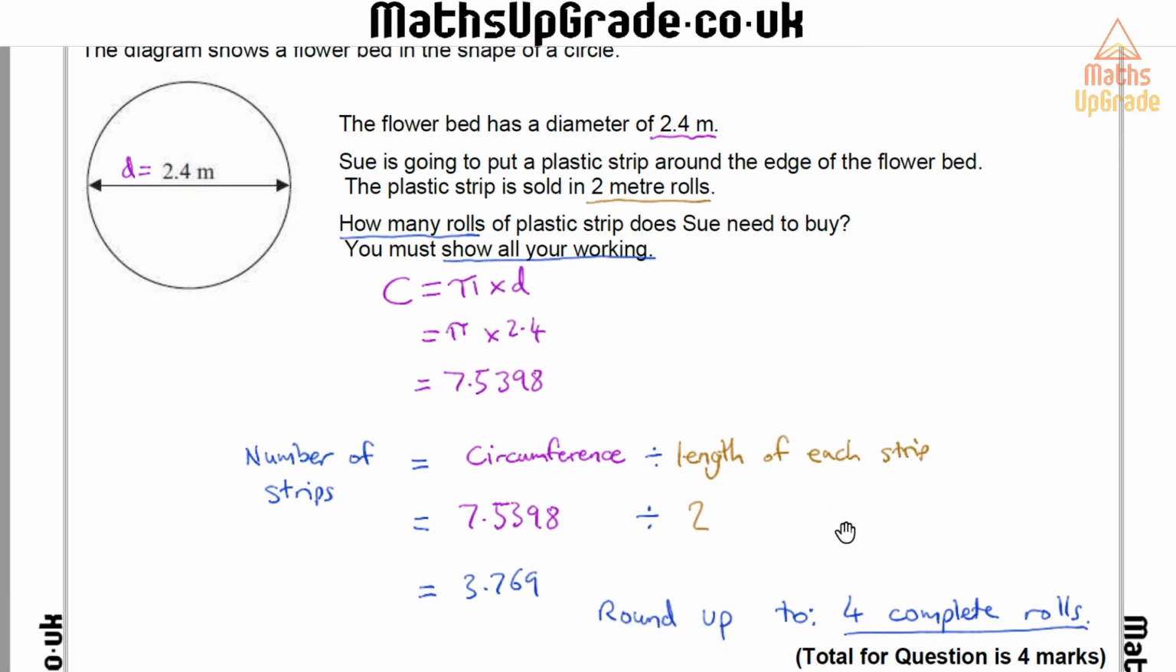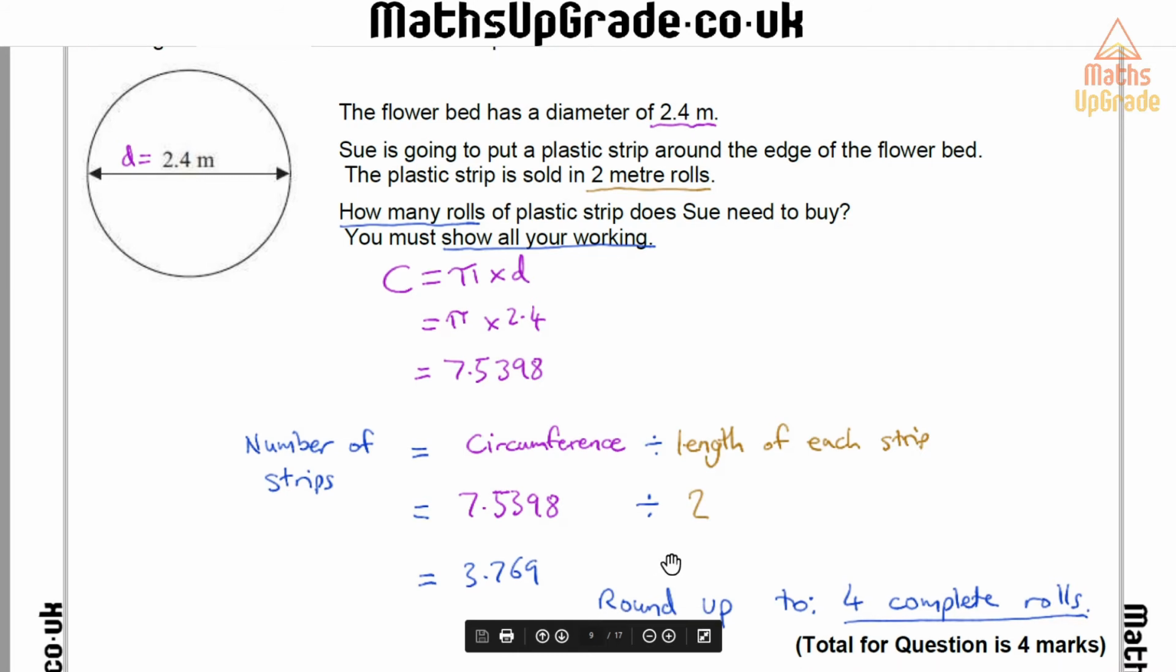So Sue will need 3.769 rolls. But she cannot buy 3.769 rolls. She has to buy either 3 rolls or 4 rolls. If she buys 3 rolls, she won't have enough. So she has to buy 4 rolls, and she'll have some of that plastic strip left over. That whole question there is worth 4 marks.